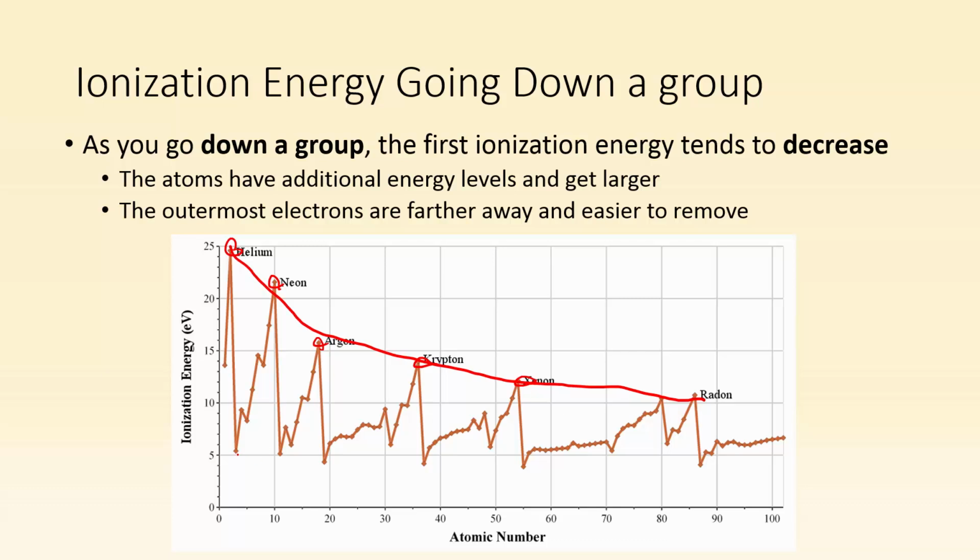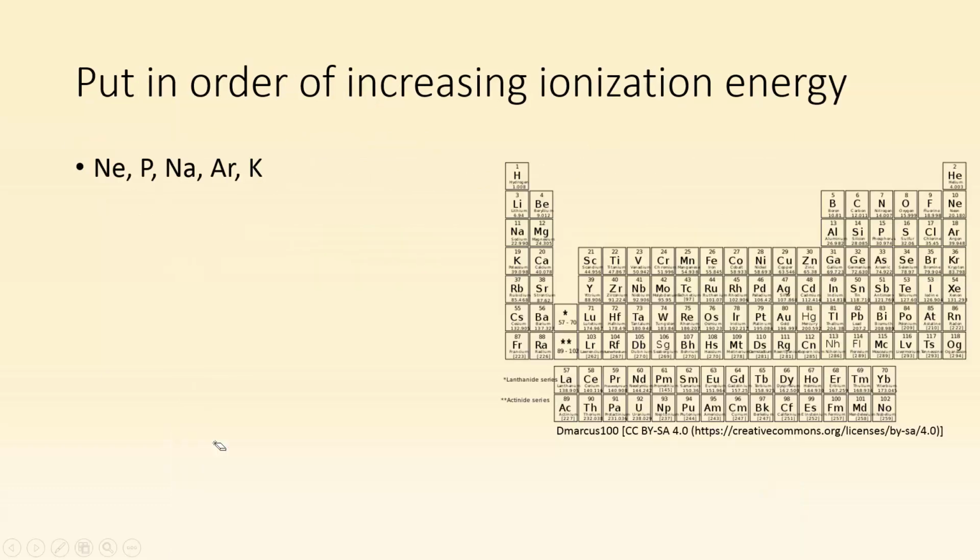You can also see it in the group 1 stuff. Although it's not as apparent, you can see it starts to decrease. I can't draw that straight, but yeah, there you go. So going down a group tends to decrease. So let's do a little practice. Pause it. Try to put these in order based on what you know about the trends. We got neon, phosphorus, sodium, argon, and potassium. Press play when you're ready for the answer.